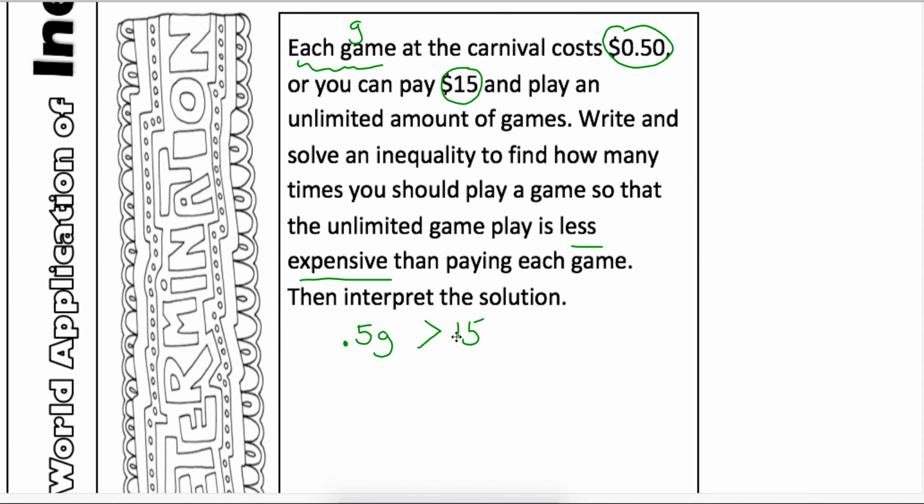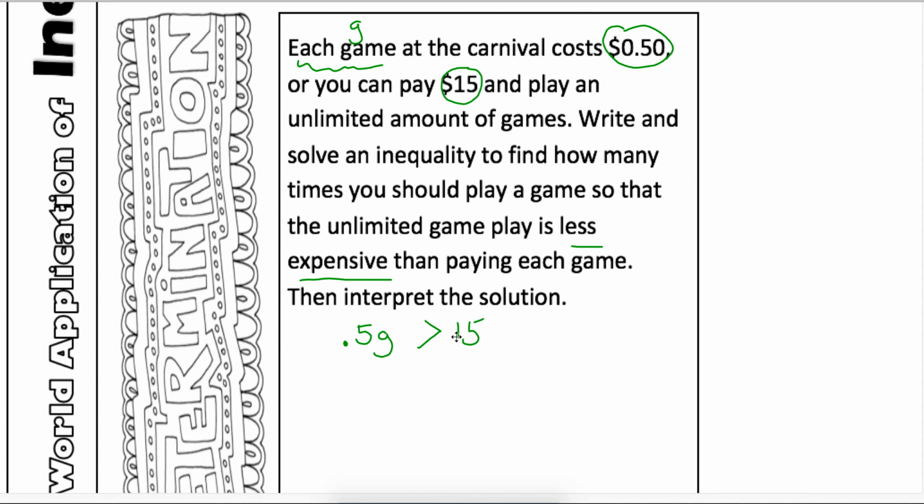If I divide both by a half, we cancel these out. We're left with G is greater than, what's 15 divided by 1/2? Well, that's the same as 15 times 2, which is 30. So what does that mean?